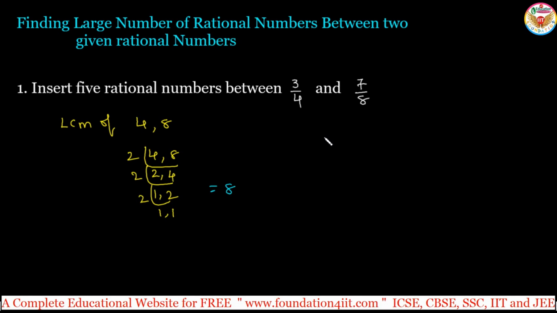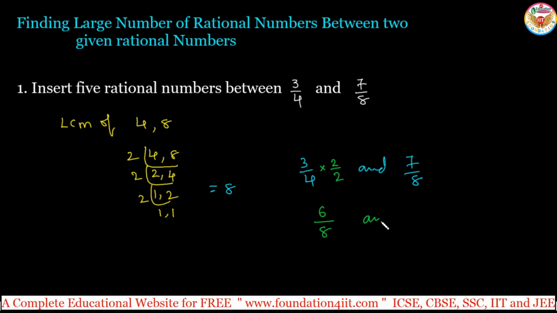So we should make the denominators 8. So 3 by 4 and 7 by 8. Already 7 by 8, 8 is the LCM, there in the denominator. And similarly we need to do this for 3 by 4 also: multiply with 2 by 2, because 3 2s are 6, 4 2s are 8.